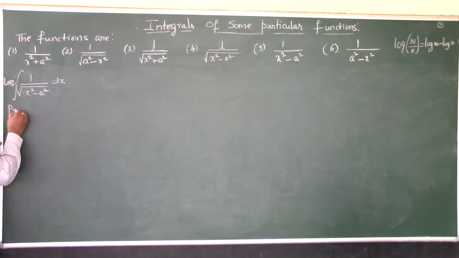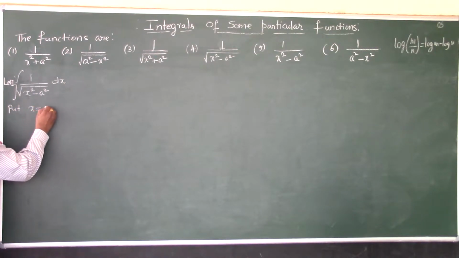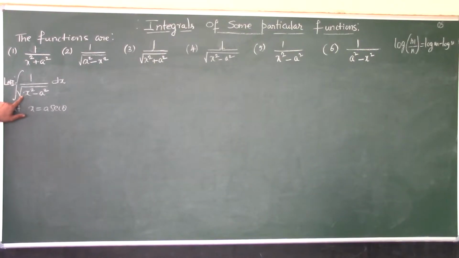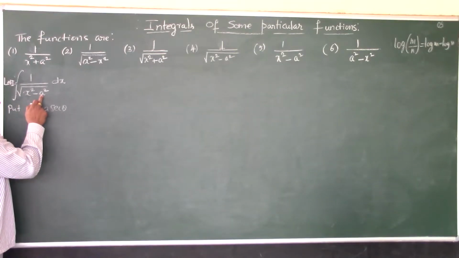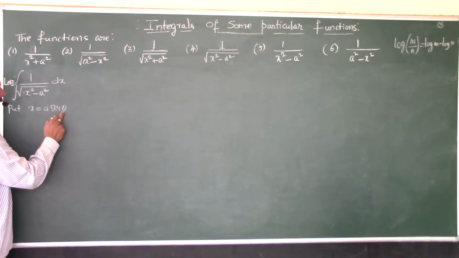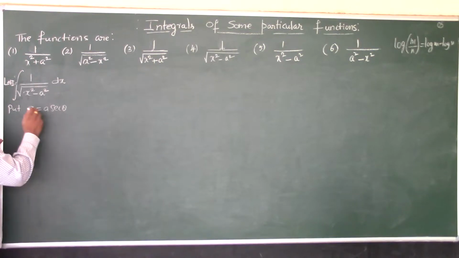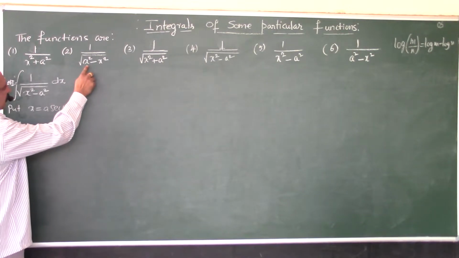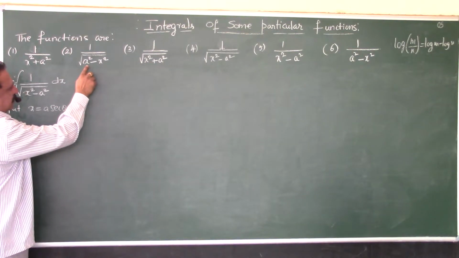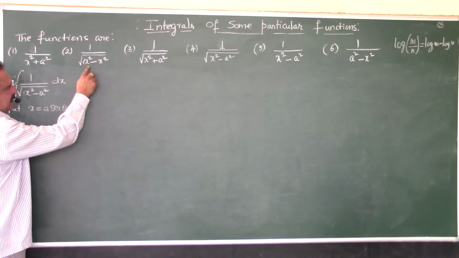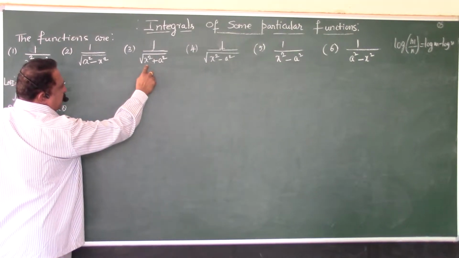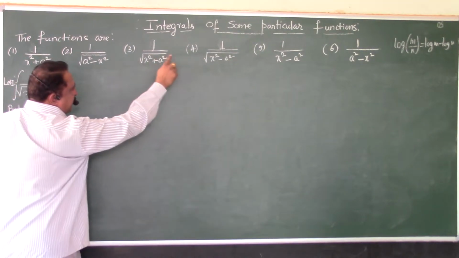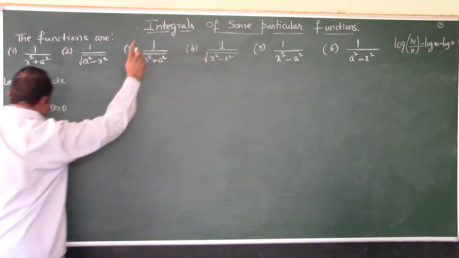Now let's make a substitution, put x equals a secant theta. This step you have to remember: whenever the given problem has square root of variable square minus constant, put that variable equals a secant theta. For 1 by root of a square plus x square we put x equals a tan theta. For 1 by root of a square minus x square, we put x equals a sin theta. This is a secant theta.